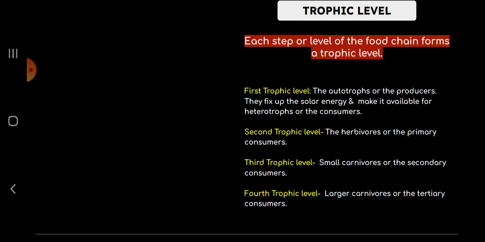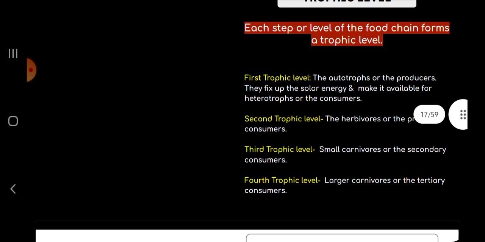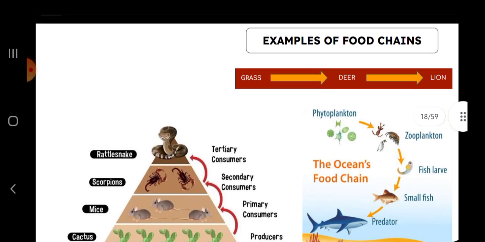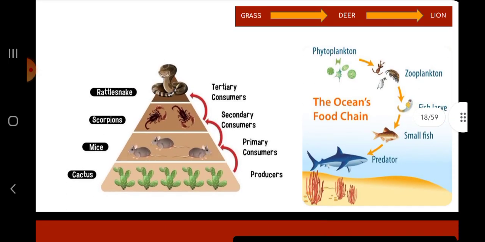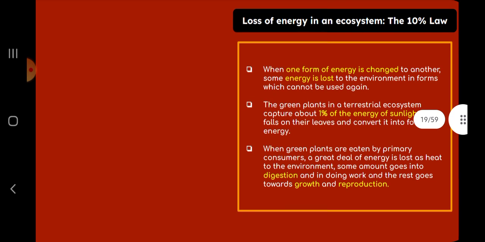Third, small carnivorous or secondary consumers. Fourth trophic level, larger carnivorous or tertiary consumers. Then examples of food chain are these. Then loss of energy in an ecosystem.